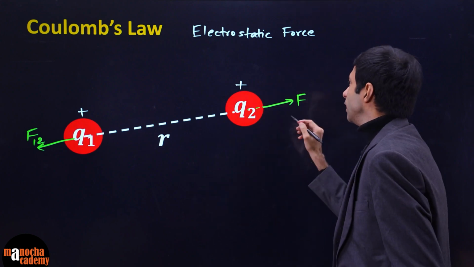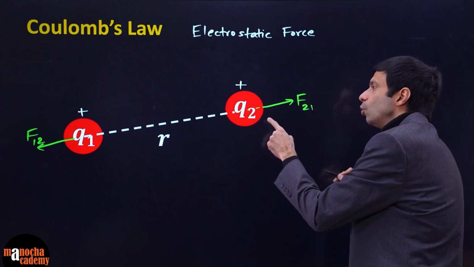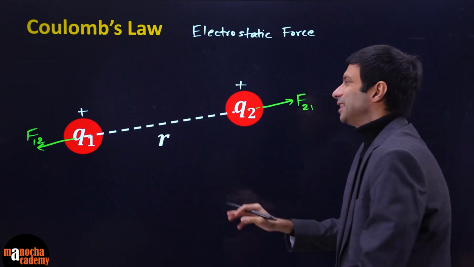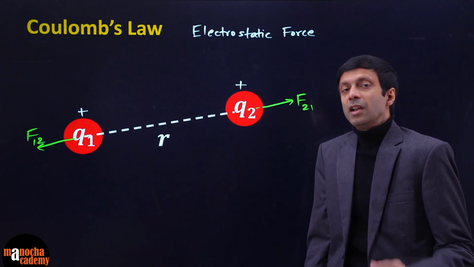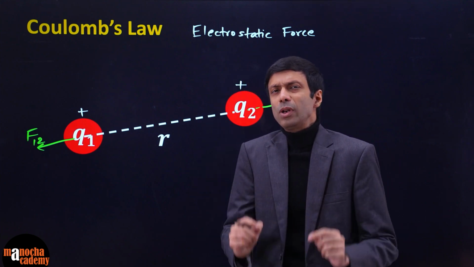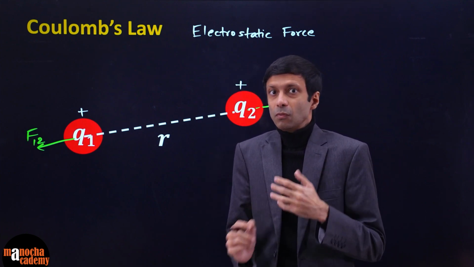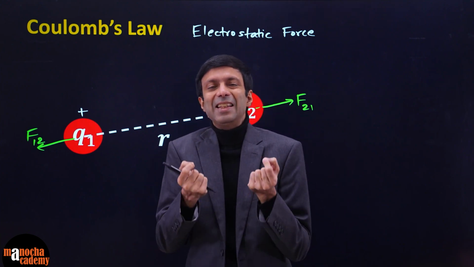Okay. Similarly, here I can mark F21, the force on charge 2 due to 1. And let's say these charges are separated by a distance r. Now, there's one more important point about Coulomb's law: it is valid only for point charges. What do we mean by point charges? Very, very tiny in size.